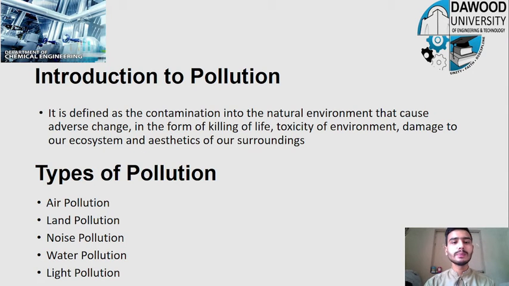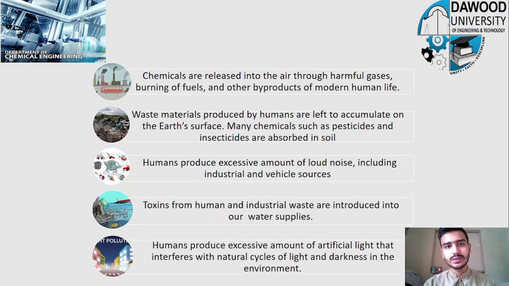So let's come to the pollution definition. Pollution is basically defined as the contamination into the natural environment that cause adverse changes in the form of killing of life, toxicity of environment, damage to our ecosystem and aesthetics of our surroundings, means beauty of our surroundings. So we have different types of pollution: air pollution, land pollution, noise pollution, water pollution and light pollution. So let's see what these pollutions mean.